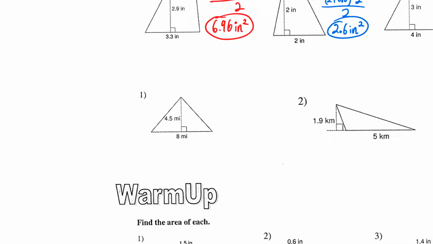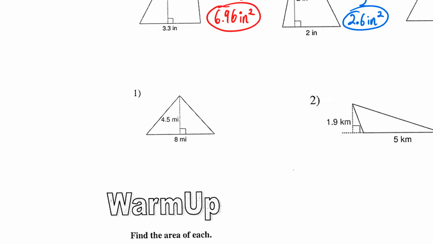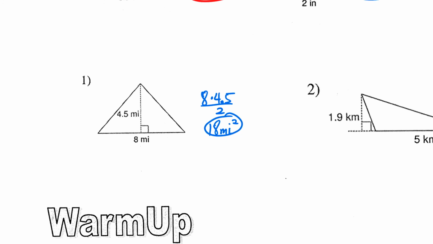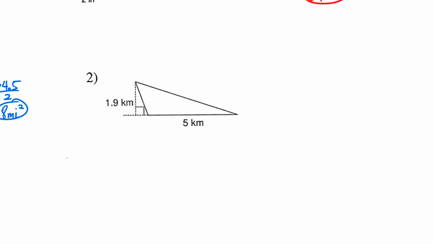Alrighty. Okay, so on these triangles, how do we find the area of a triangle? Base times height divided by 2. So 8 times 4.5 divided by 2. 18 square miles. And then on this one, 5 times 1.9 divided by 2.